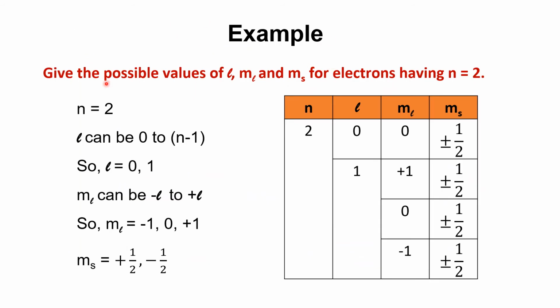Now let's see an example. Give the possible values of l, ml and ms for electrons having n equal to 2. Now if n is equal to 2, the values of l can be 0 and 1. If l is equal to 0, then ml can be 0 and ms can be plus or minus half. But if l is equal to 1, the ml value can be +1, 0 and -1. All of these can have a maximum of 2 electrons, and they can have any spin. It can be plus half or minus half. So these are the possible values of l, ml and ms for electrons having n equal to 2.